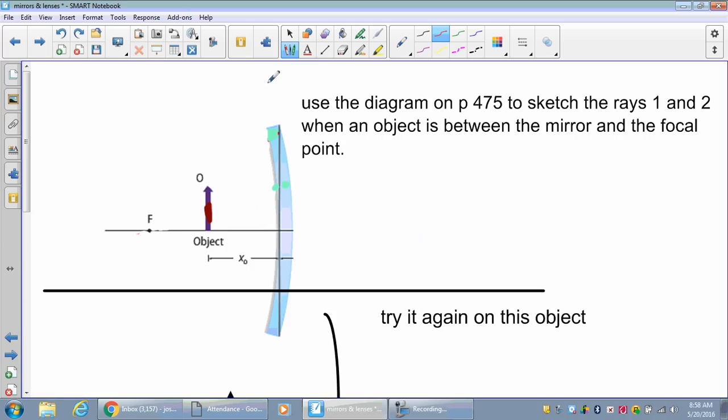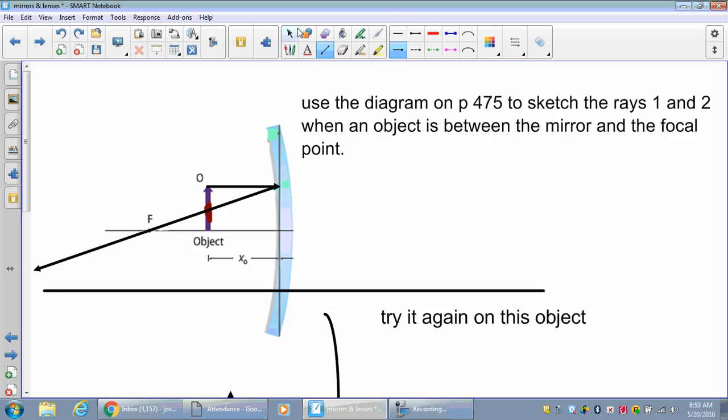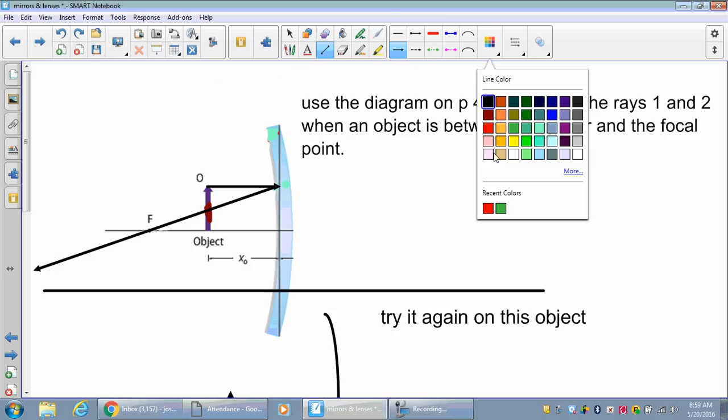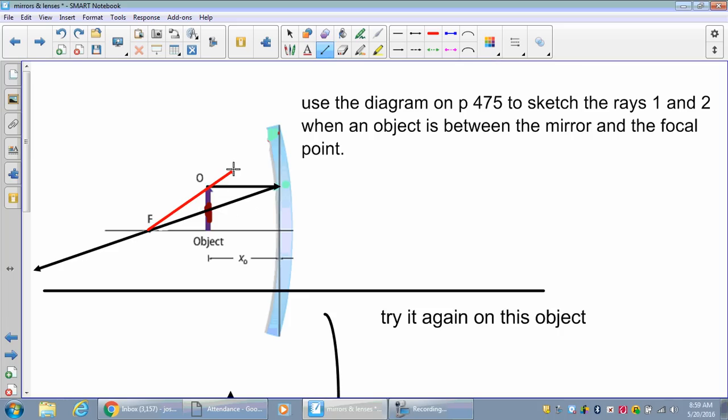Okay, now look here. Let's go ahead and do one that's inside the focal point. It's going to be the exact same rules. Okay, so your first line, you're going to go straight into the mirror, parallel to the principal axis, and then make it go through the focal point. You make it go right through the focal point. So watch that again. Okay, now your second ray is going to do the opposite. It's going to start from the focal point, through the focal point.